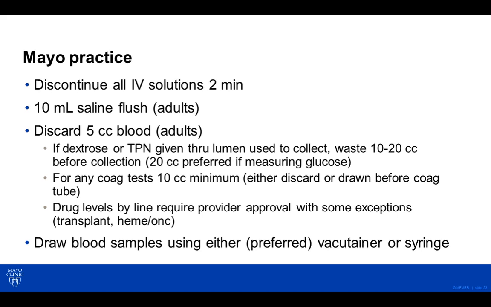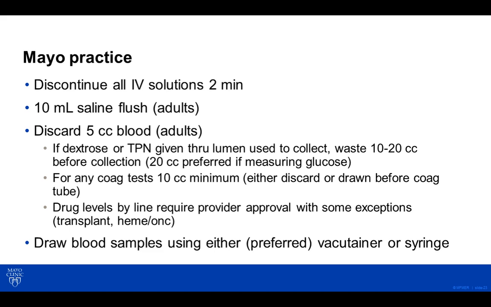Our practice here, we really are very similar to guidelines. We discontinue IV solutions for 2 minutes whenever possible. Sometimes that's not possible, and then our phlebotomist will note that for the lab when they're evaluating whether it could be contaminated, to know that it was not possible to discontinue IV solutions in a given patient. We do a 10 cc flush, a little larger, and we have a standard 5 cc discard according to CLSI guidelines. There are some caveats through experience we've learned. If dextrose or TPN is being given to the patient, we're going to waste more, at least 10 cc's, and 20 is preferred if we're measuring glucose and giving glucose at the same time.